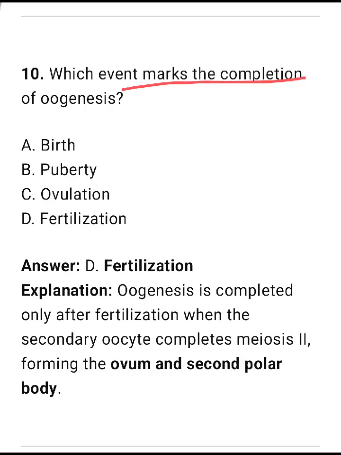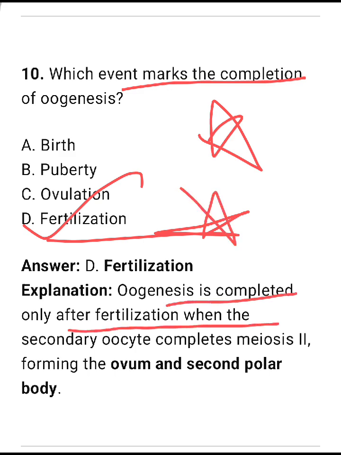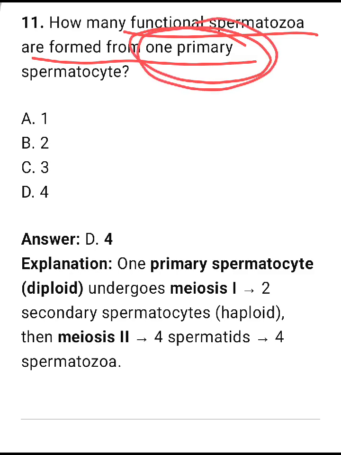Which event marks the completion of oogenesis? So it is fertilization. Option number D is the correct one. Oogenesis is completed only after fertilization, when the secondary oocyte completes meiosis II, forming the ovum and the second polar body. Next one, how many functional spermatozoa are formed from one primary spermatocyte? So it is option number D, that is 4. One primary spermatocyte, which is diploid, undergoes meiosis 1 and 2, which results in formation of 4 spermatozoa.